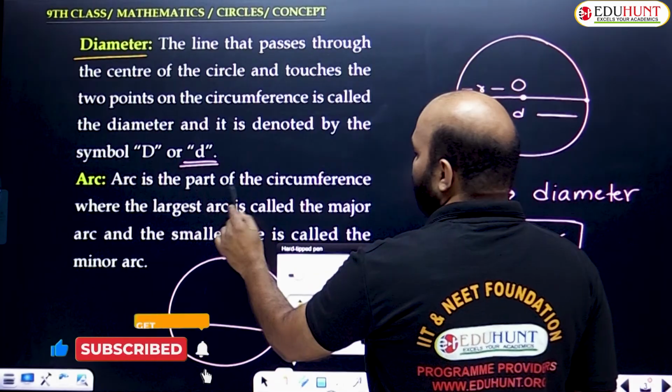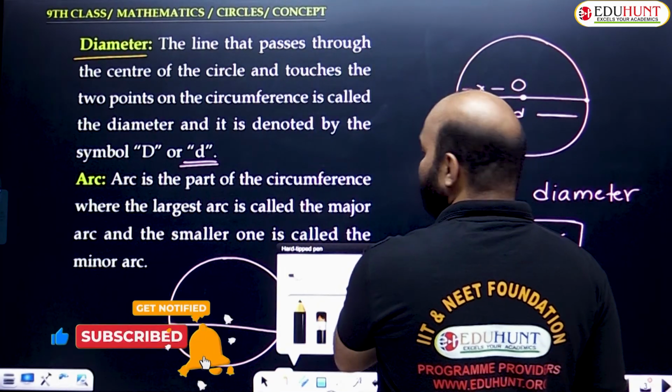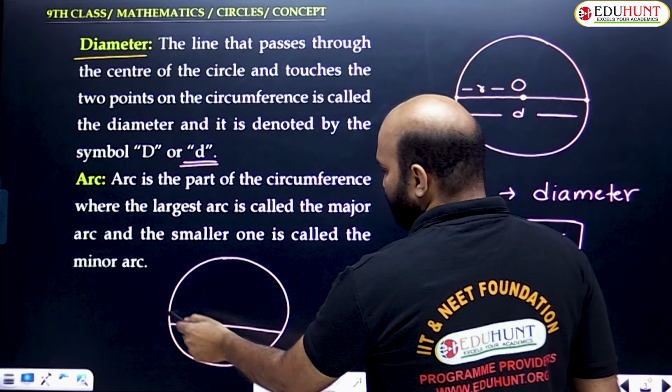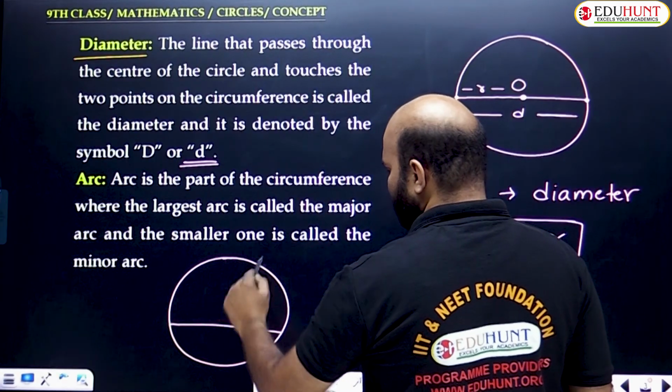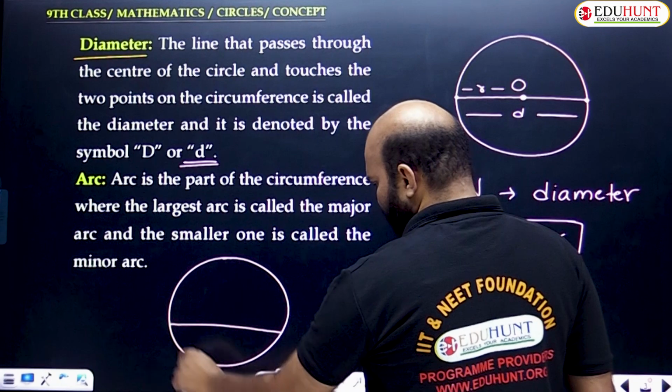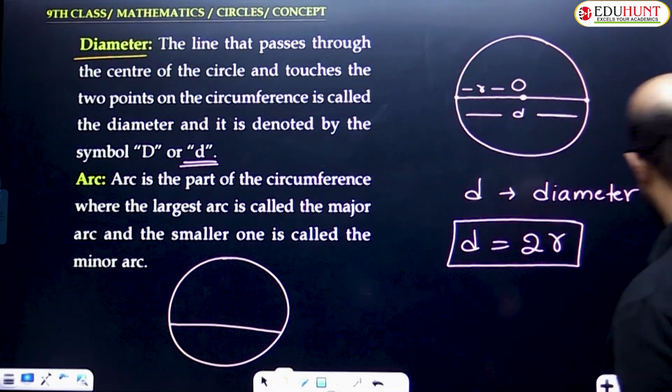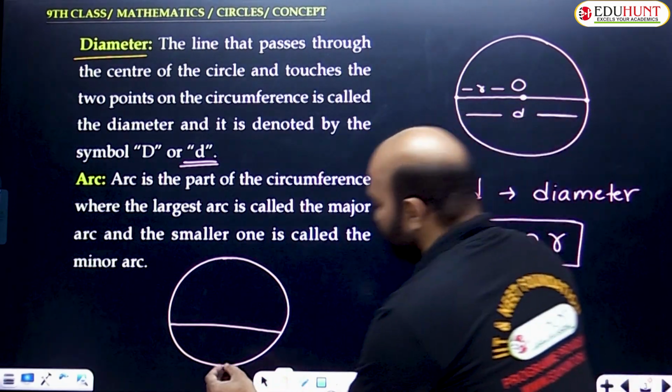Am I clear? An arc is a part of the circumference, where the largest arc here is called the major arc. The smallest one is called the minor arc. Am I clear? Clearly observe, this is a minor arc.